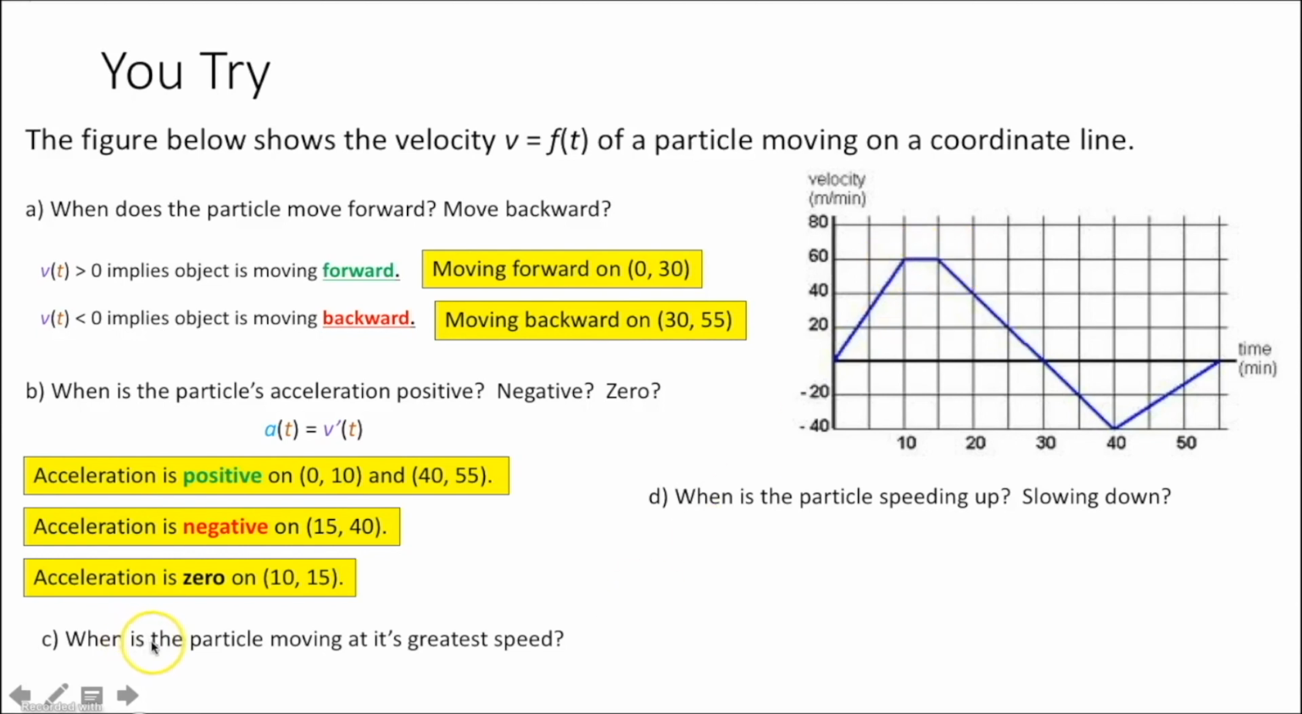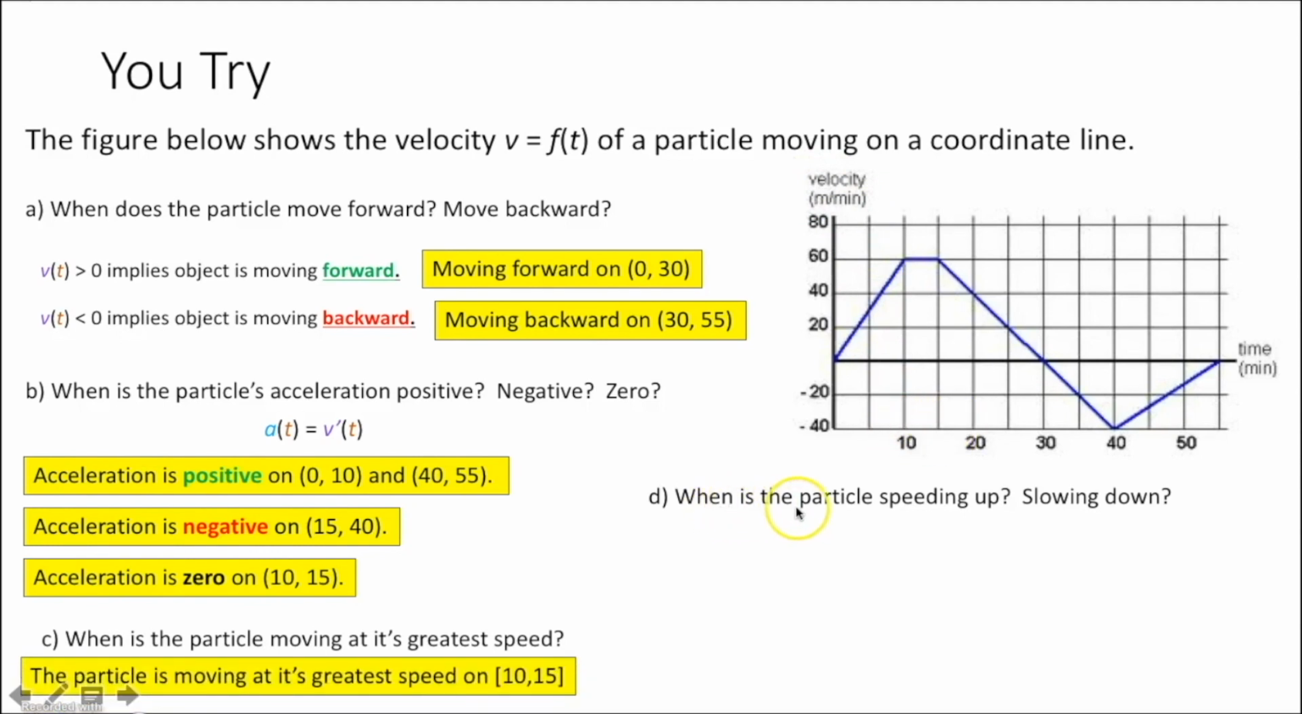Now part C says, when is the particle moving at its greatest speed? Now remember, speed is the absolute value of velocity. So you could pick a positive or a negative velocity, just whichever gives you the greatest absolute value. Here, it's going to be at positive 60. That's going to be the highest speed that it travels, 60 meters per minute. It travels that speed over the given interval, 10 to 15.